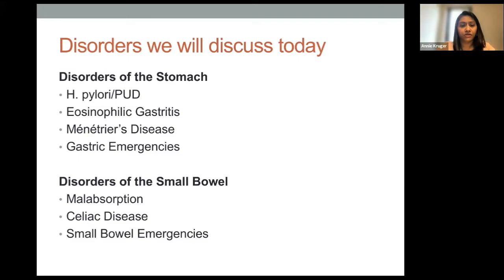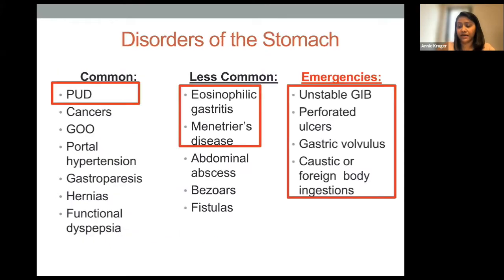So in general, these are the disorders we're going to talk about today. I did take out cancers of the GI tract from here because I think that should probably be covered in oncology. And we're just going to talk about a few things that are very common. And I'm going to teach you a few things that maybe are not as common, but you should know about because they show up on a lot of boards and things like that. And then the emergencies, which I think you should always be aware of when you're seeing them in patients.